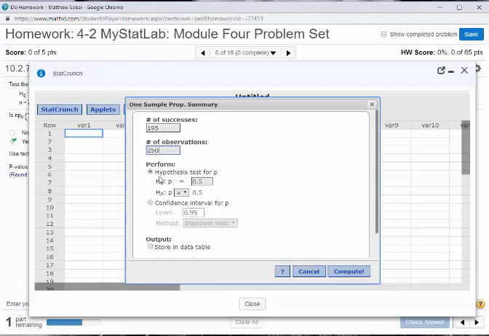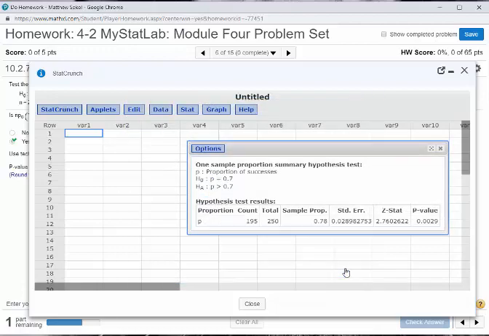The first thing down here is to choose hypothesis test or confidence interval. We want hypothesis test. The null was 0.7, and the alternative was greater than 0.7. It always defaults to 0.5, so you just have to change it to whatever it says in the problem. After that, I'm going to hit Compute. And if you look over here, right there at the end, that's my p-value. So 0.00, and it said round to 3 decimal places, so it's 0.003.